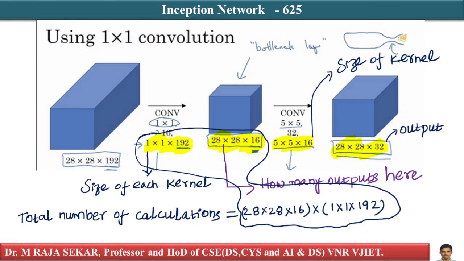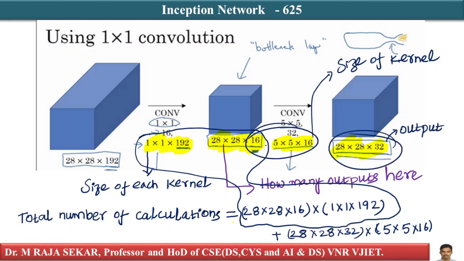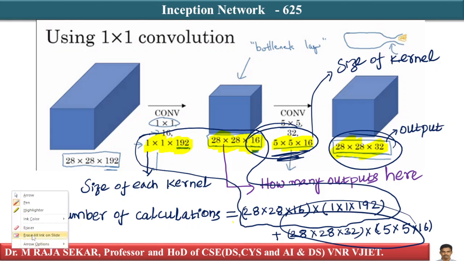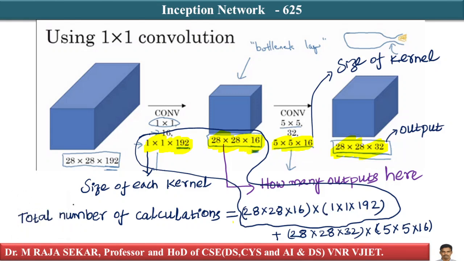What about the second layer? In the second layer, the output we are expecting is 28 cross 28 cross 32, and each of my convolutions is of 5 cross 5. If you observe carefully, this is the output, this is the convolution size, 5 cross 5, and the size of each kernel is 5 cross 5 cross 16. Therefore, how many calculations? 28 into 28 into 32 into 5 into 5 into 16, isn't it?